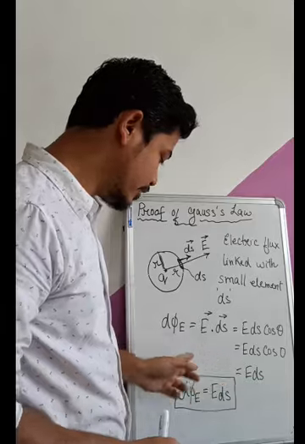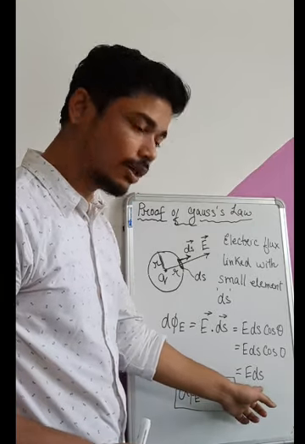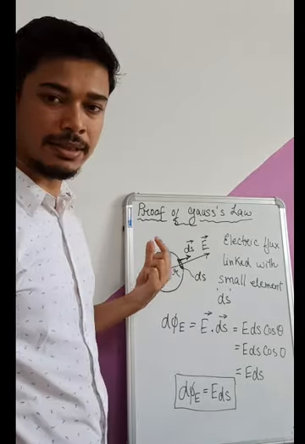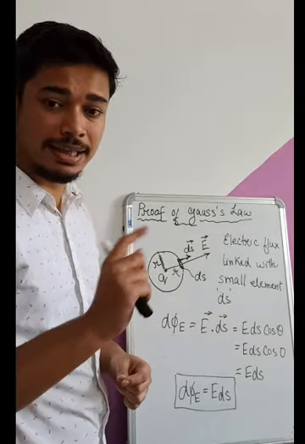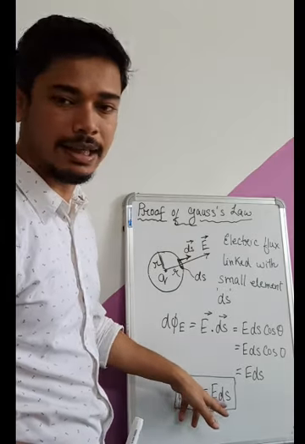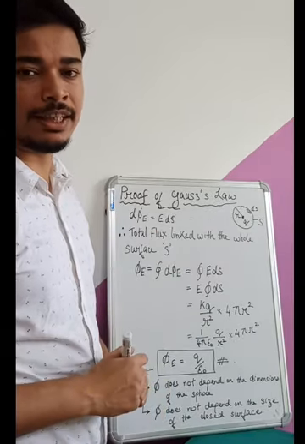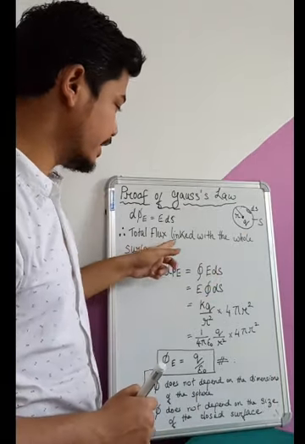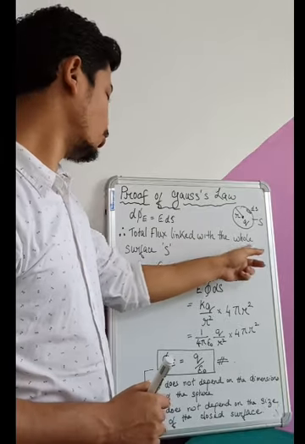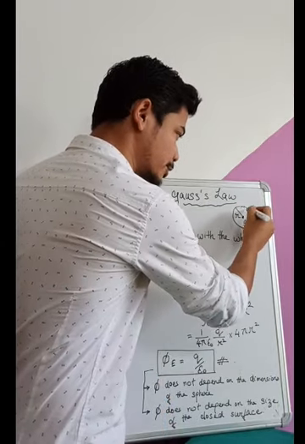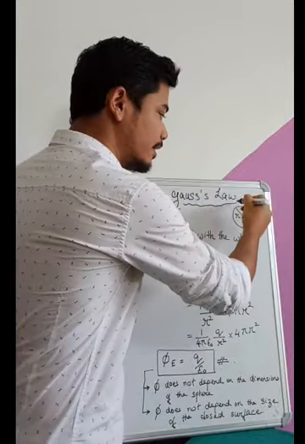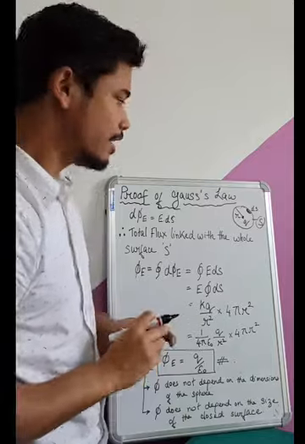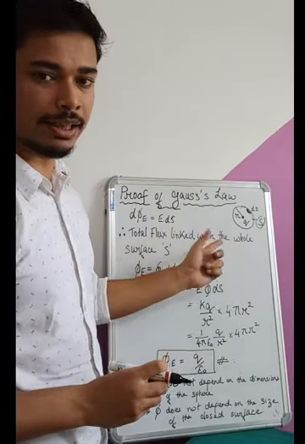So what would be the value of d phi? That will be equal to E ds. So the electric flux associated with this small area element ds will be equal to E ds. What will be the total electric flux linked with the whole surface S? This was a small surface element ds, and the whole surface of the sphere is taken to be S. For that surface, what will be the total electric flux?